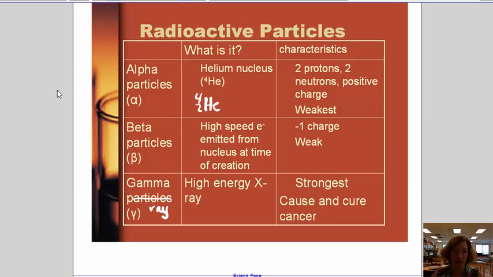Now, gamma rays, I really should, instead of saying particles, this should be called a gamma ray. It's a wave, a high energy X-ray. And these are very, very strong. These are the ones that cause cancer, and they also help cure cancer. They're what's also used in radiation treatment. So make sure you know all of these things about your radioactive particles.